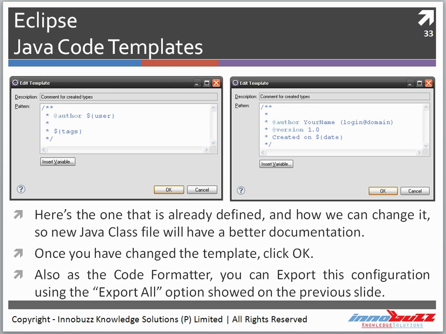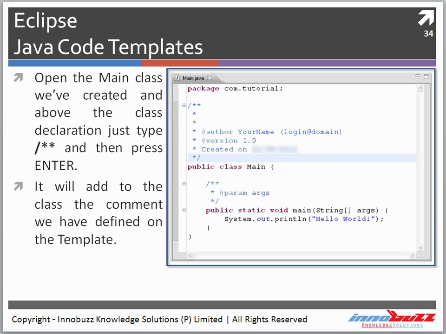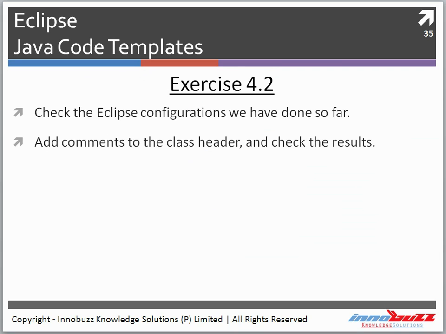In order to test what we have done, open the main class you have created previously and insert a comment above the class definition. Remember, this is made with a / and 2 asterisks. Press Enter after adding those three characters, and Eclipse will automatically add the comment with the elements you have inserted when editing the template. Check the following exercise.